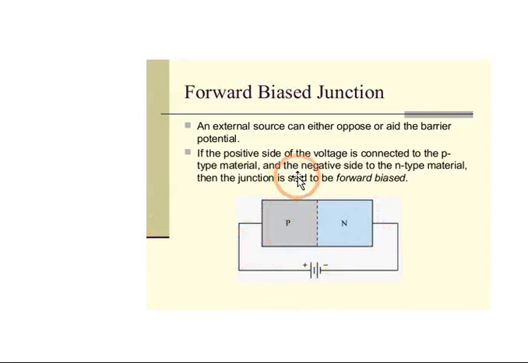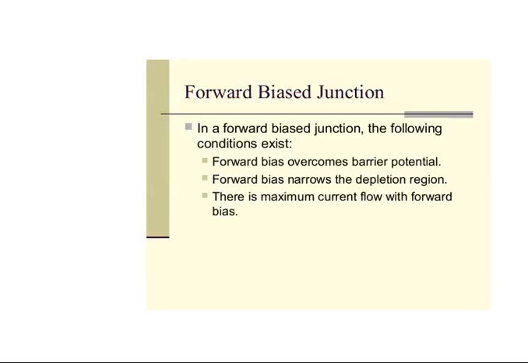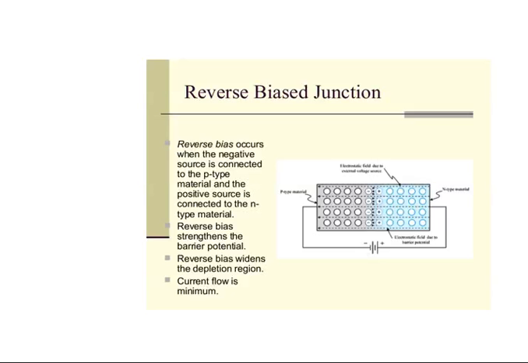An external source can either oppose or aid the barrier potential. If the positive side of the voltage is connected to the P-type material and the negative side is connected to the N-type material, the junction is said to be forward biased. The following conditions exist: forward bias overcomes the barrier potential, forward bias narrows the depletion region, and there is a maximum current flow with forward bias.